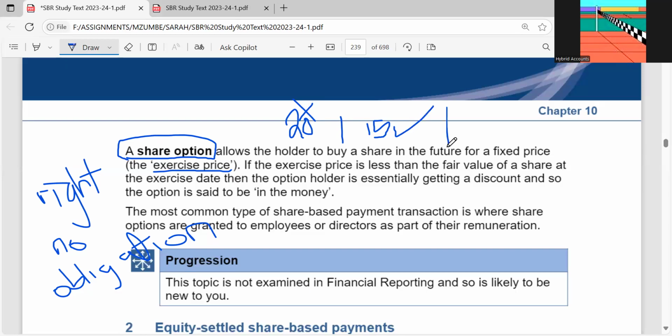But what if you have a contract to buy at 20 and in the market the price is 25? It's obvious you would say this is in the money, it's fine. So let me go and buy at 20, because it's cheaper.